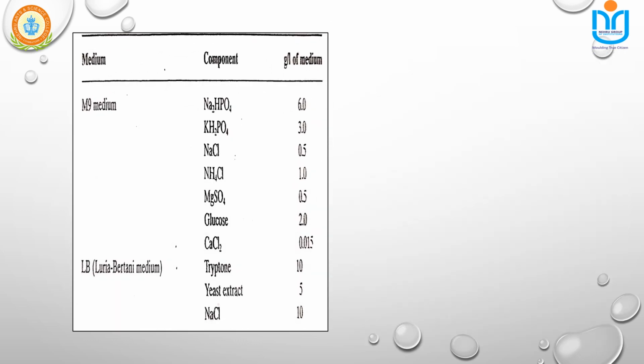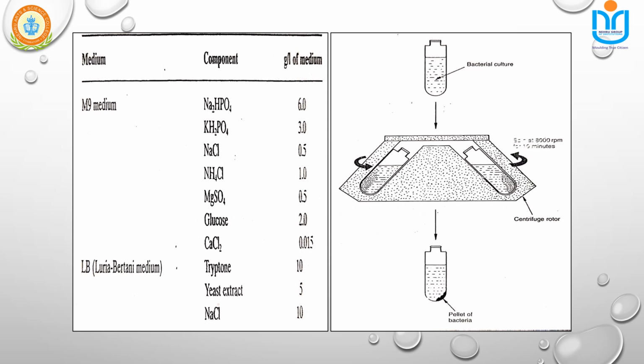M9 medium contains sodium hydrogen phosphate, potassium dihydrogen phosphate, sodium chloride, ammonium chloride, magnesium sulfate, glucose, and calcium chloride. LB medium consists of tryptone, yeast extract, and sodium chloride. The bacterial culture is centrifuged at 8000 rpm for 10 minutes. The supernatant will have the DNA and proteins, whereas the cell debris will form the pellet at the bottom of the centrifuge tube.